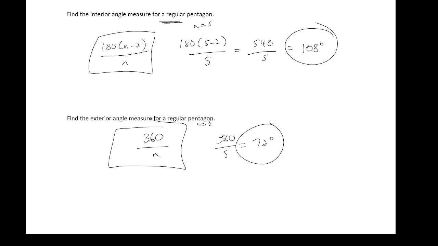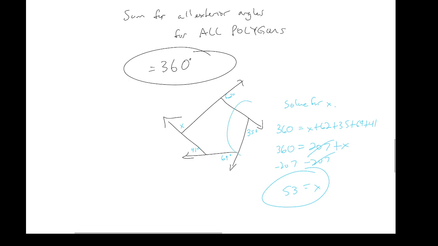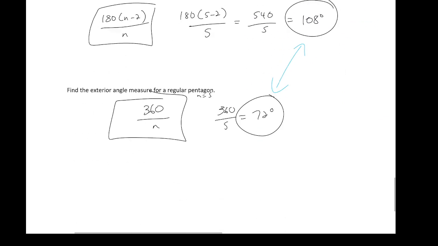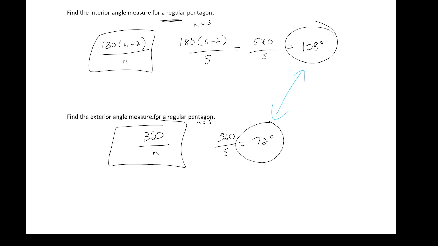Now, gentlemen, check this out. Guys, notice the relationship here? What did we already distinguish? Look, these guys were a linear pair, right? So 108 plus 72 is going to be 180. Here's the best part about this. If you wanted this answer, rather than employing this formula, couldn't you find the exterior angle, right? That singular measure and then find what's supplementary. In other words, could I just do 180 minus 72?